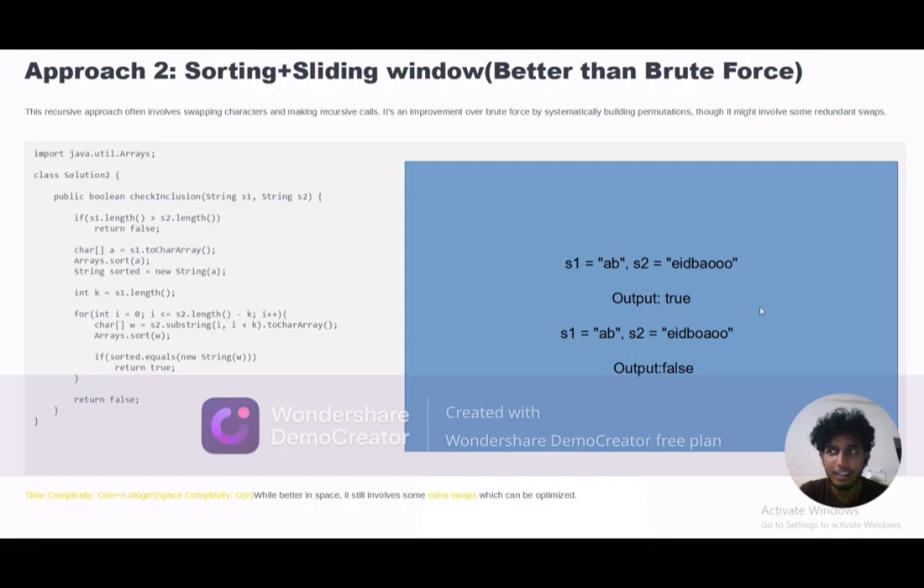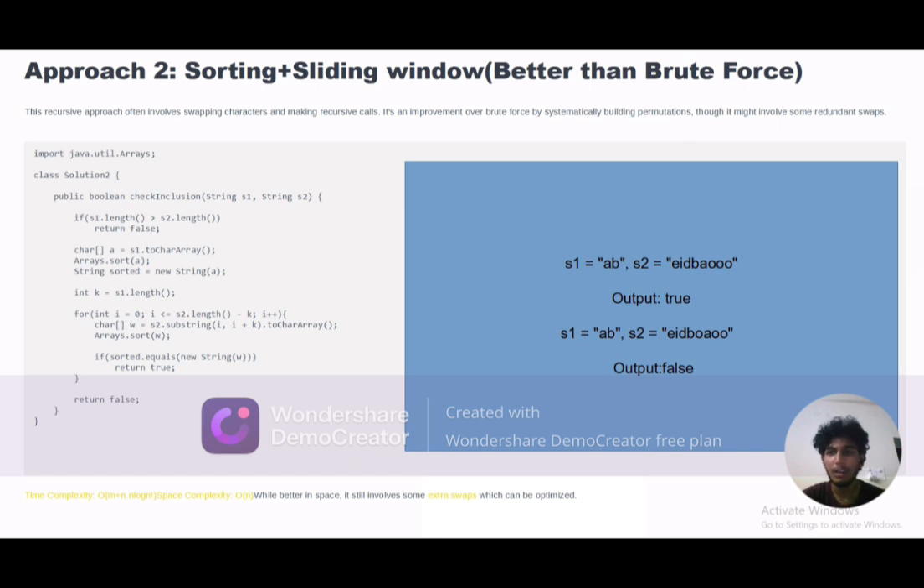Hi, this is Thanviz, and as my friend Hemanth said about the brute force method for permutation in strings, I am here to explain two more approaches. The second approach is sorting plus sliding window. It is better than brute force because its time complexity is much less.